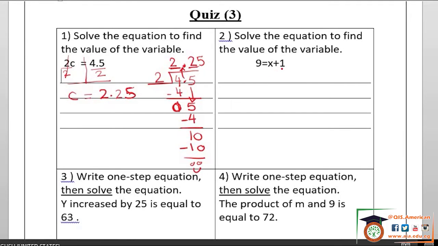So I will subtract 1 from both sides. Then I'm going to draw my upside down T. Cancel the 1 with the 1. What's left here? X. Drop down the equal sign. 9 minus 1 equals what? Equals 8. I think it's very easy.